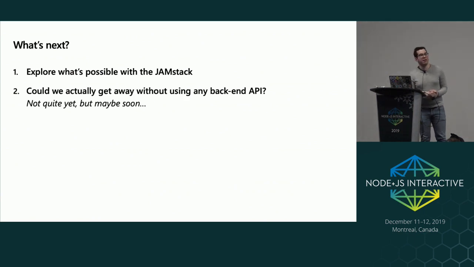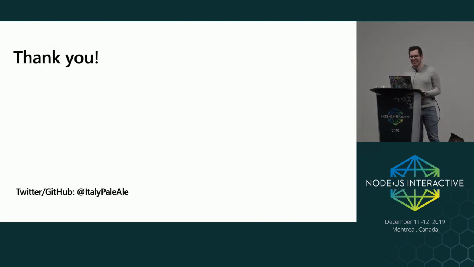And I guess the next question is, could we actually get away without any backend API at all? You remember the image before, there were still APIs even if we were using IPFS. Well, I would say that not quite yet. However, we are working in the distributed web. Some people that are much, much smarter than me are looking for solutions into that. However, I promised at the beginning I would not be talking about blockchain, so I'm not going to say anything else about this. And so thank you.